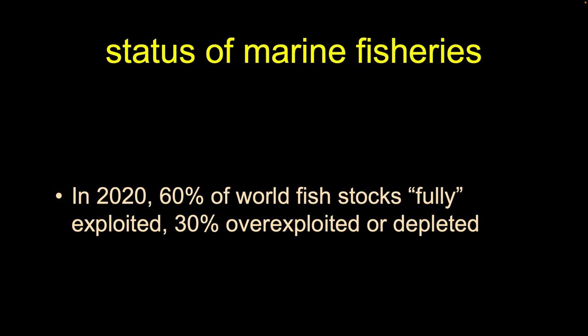Okay, as of the most recent global assessment, 60% of the world's fish stocks are so-called fully exploited, meaning we're getting as much of that biomass out as we can. And 30% are overexploited or depleted. More on that in a second. So the key thing there is about two-thirds maximally used, about a third, we use them too much, right?